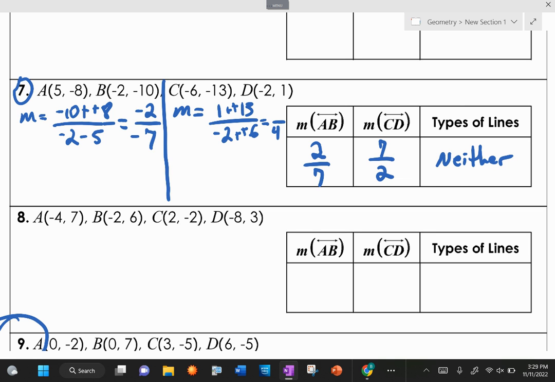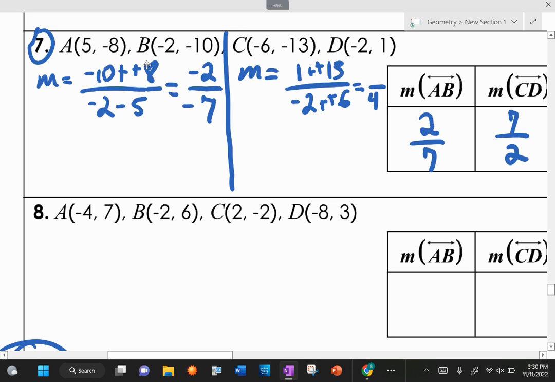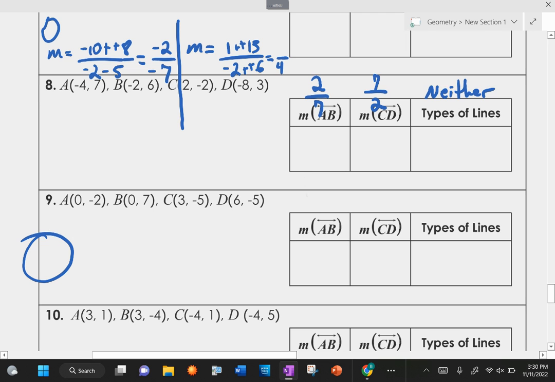Seven over 2. Okay, so if you put 14 over 4 for line CD, you are right about the slope, but it's good practice to always simplify if you can. So it'll simplify down to 7 over 2. Now, if you had the first slope as negative, you missed one, because if you look over here, I had a negative on top and on bottom. A negative divided by a negative is a positive, okay? So make sure that you focus in on that.